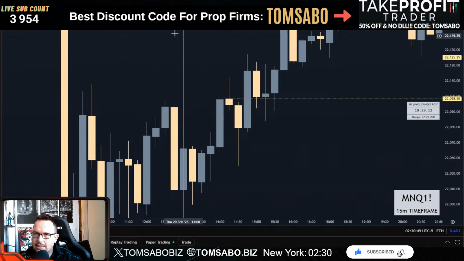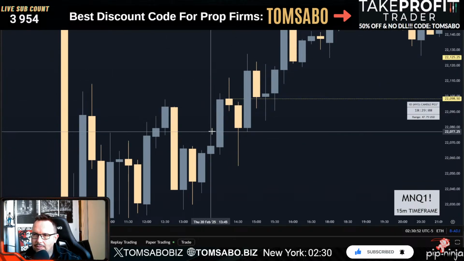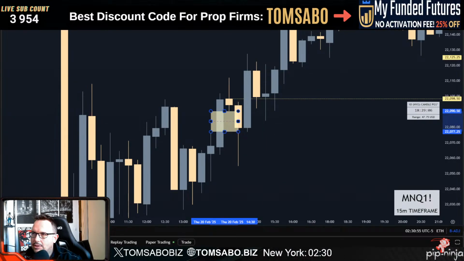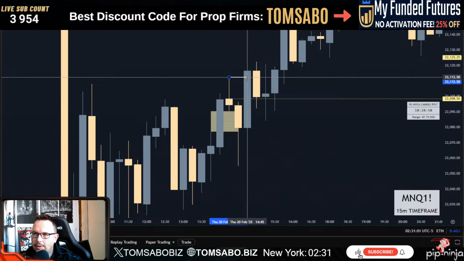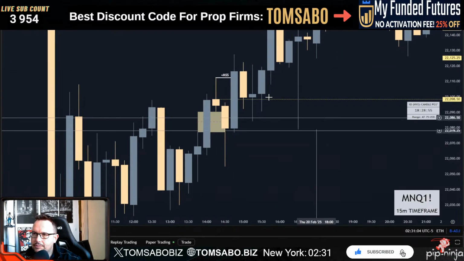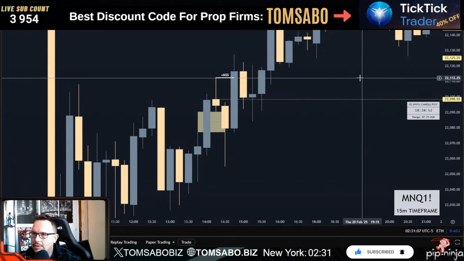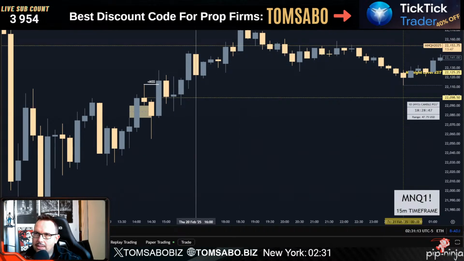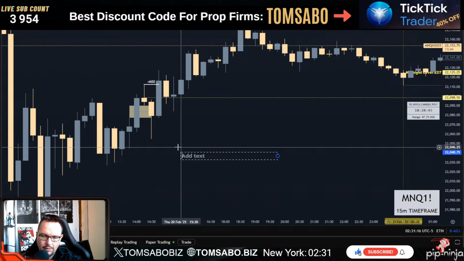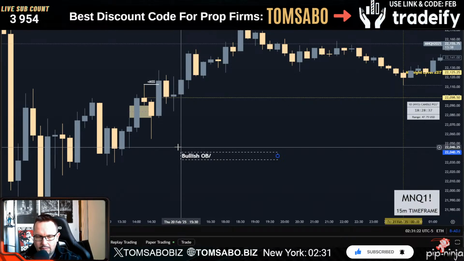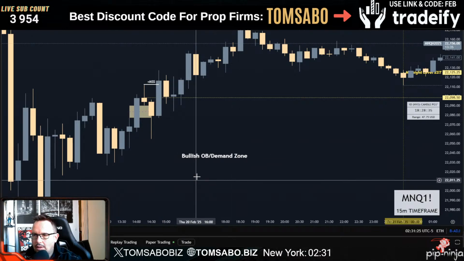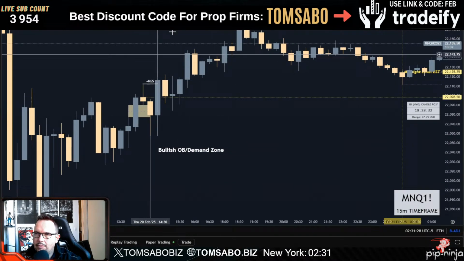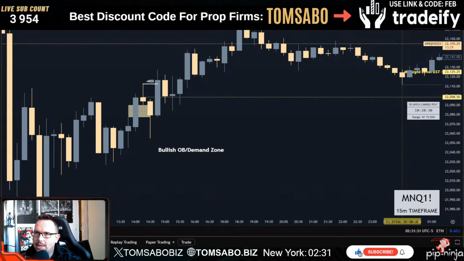This is the 15-minute, yes, I know. But we're going to go down to the 5-minute and check out what's happening there. So, liquidity taken. Bullish market structure shift. So, that happened. And this here makes this a bullish order block, or demand zone.